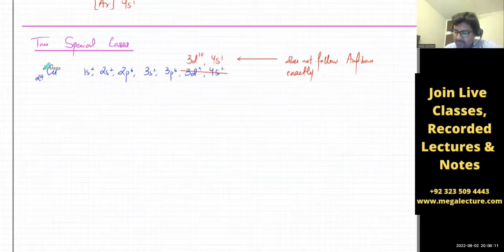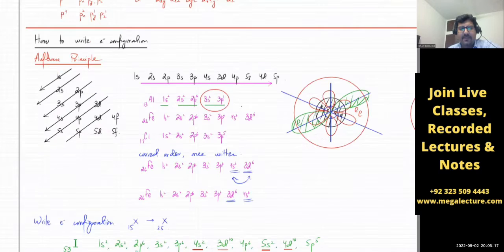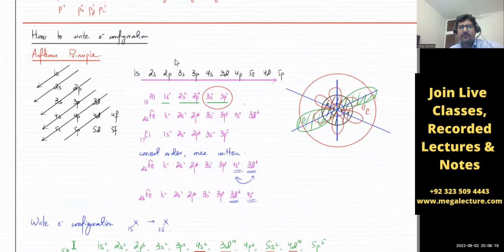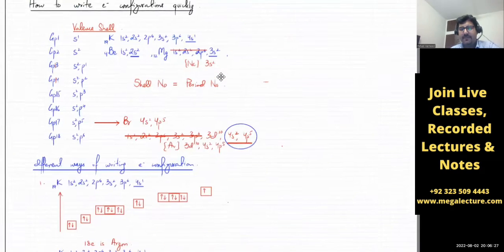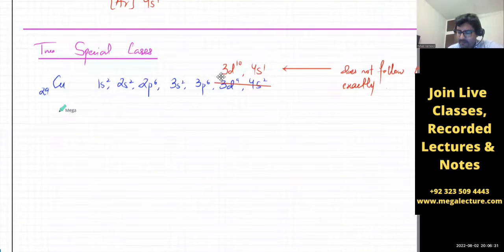These are not the only elements. The Aufbau principle says the electrons have to be filled in this order: 1s, then 2s, then 2p, then 3s, then 3p, 4s, 3d. But some elements will not follow that exactly, and copper is one of them. So you have to remember copper's case.